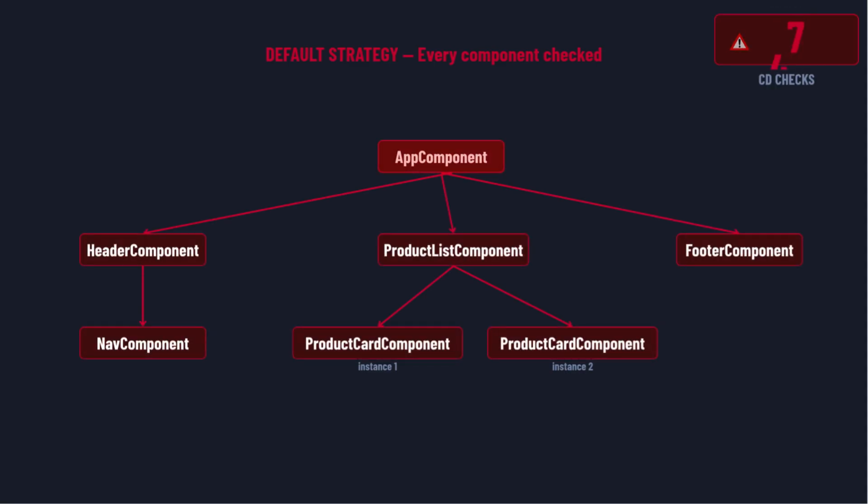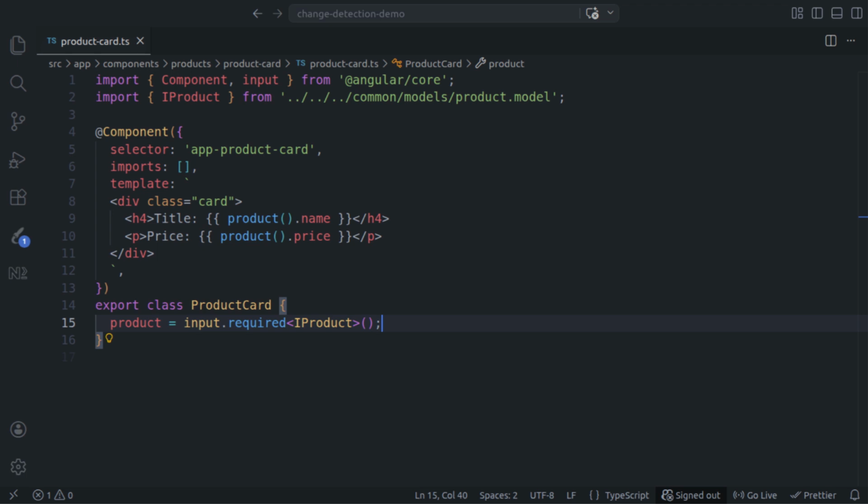I'll show you exactly what breaks in just a moment, but first let me show you what happens in a real app with hundreds of components. Here is a product card component. It receives a product object as an input with a default change detection strategy. Every time any event fires anywhere in the application, Angular checks this component, even if the product's data doesn't change at all.